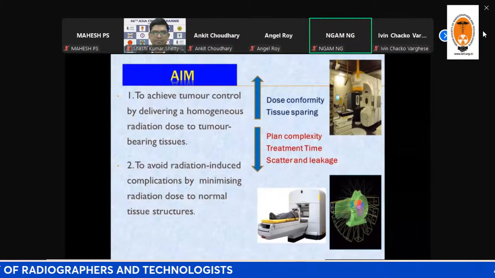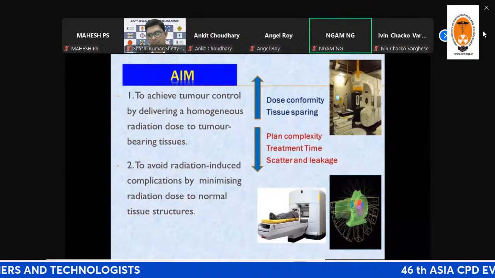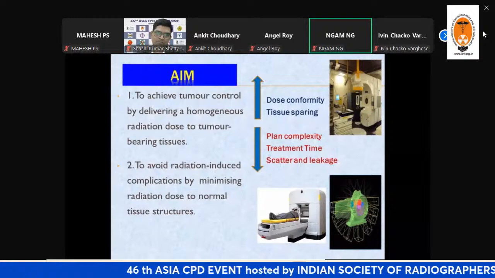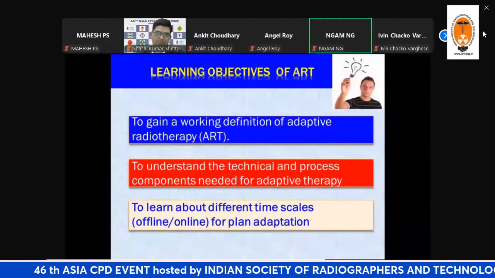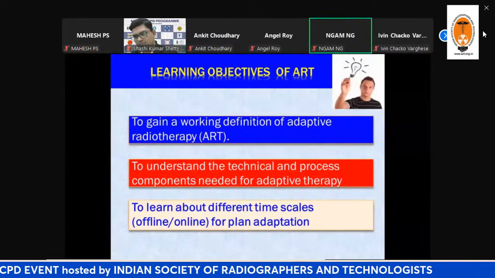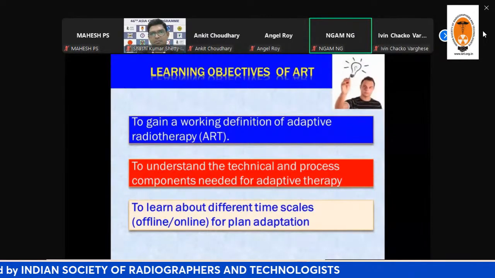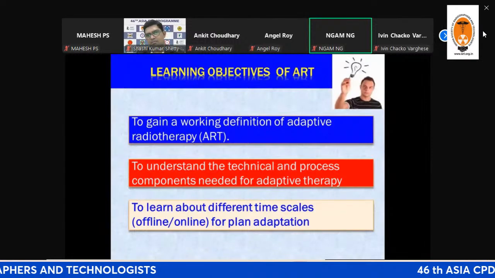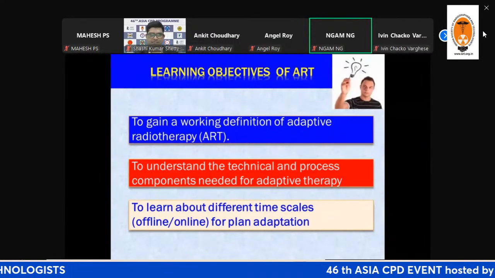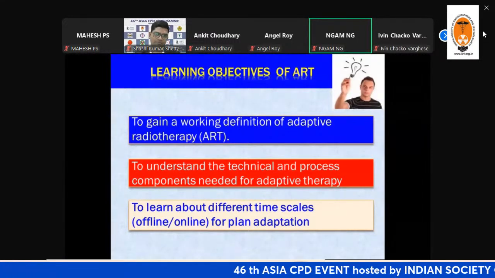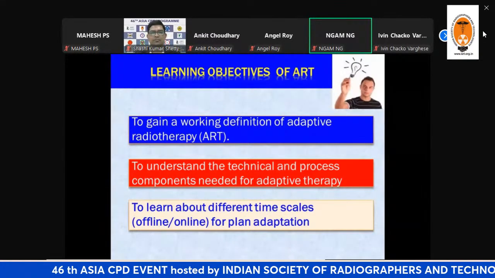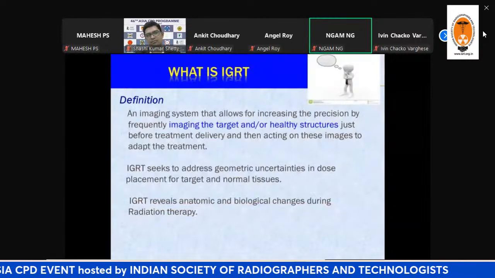Now, the learning objectives of ART. The basic objectives are to gain a working definition of adaptive radiotherapy, and to understand the technical and process components needed for adaptive radiotherapy plan adaptation. That means in between the fractions, we can evaluate and clinically assess things, and also online before delivering the radiation treatment. So before that, we need to understand what is IGRT. IGRT we call image-guided radiotherapy.